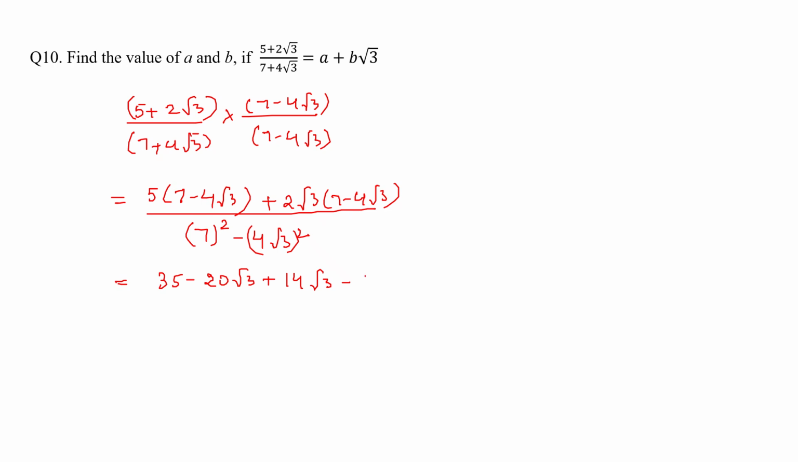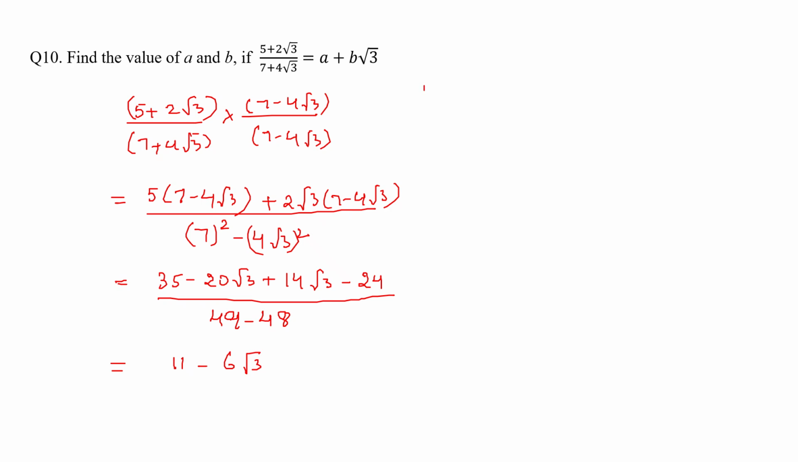So 8 into 3, 24, divided by 7 square is 49, minus 4 square is 16, √3 square is 3. So 16 into 3, 48. Now next, 35 minus 24, I will get 11, and minus 20 plus 14 will be minus 6√3, divided by 49 minus 48 is 1, so no need to write anything in the denominator. Okay, now it is rationalized.